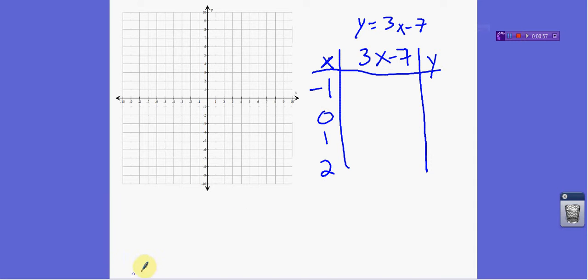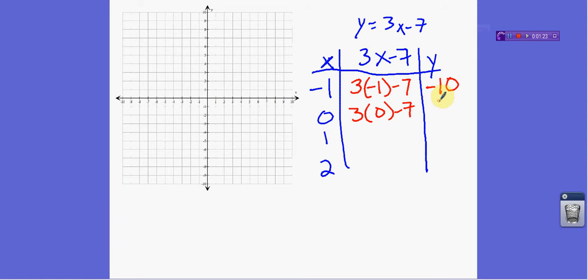Let's see, did that change my color? Yeah, I think so. Alright, in the middle I am going to replace my x with the number. I want to do a little magic here. 3 times -1 is -3. Minus 7, that is -10. I'm going to put in 0.